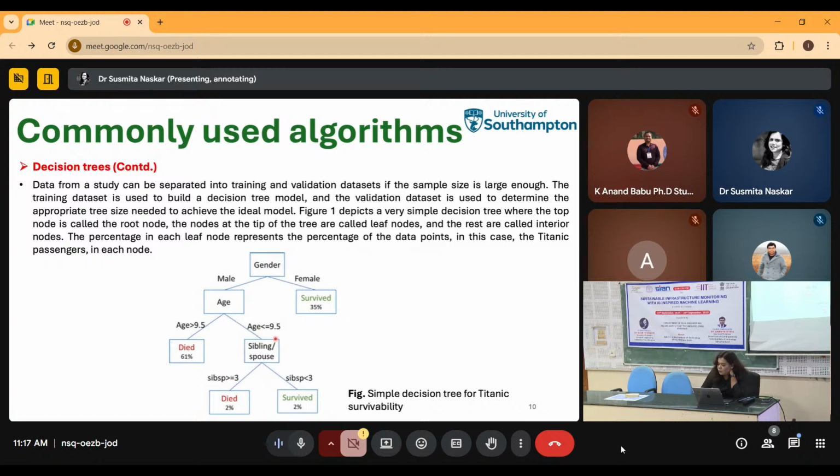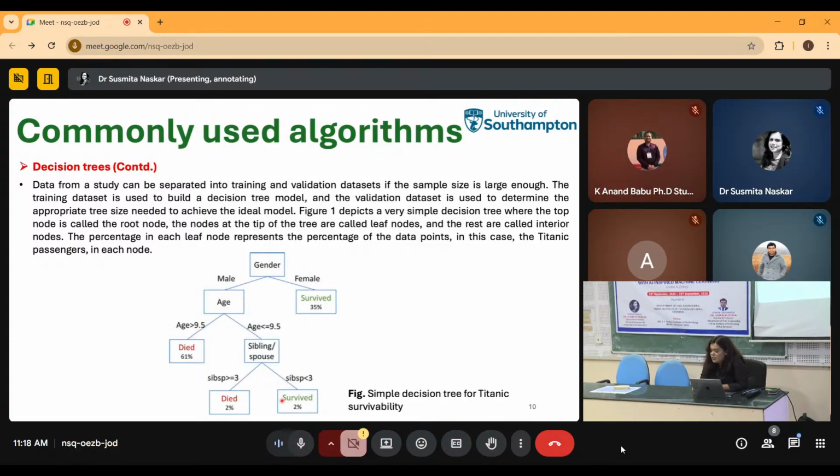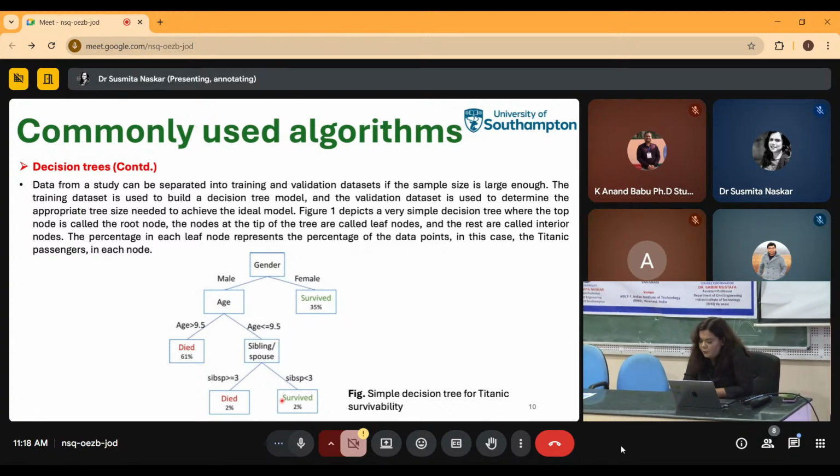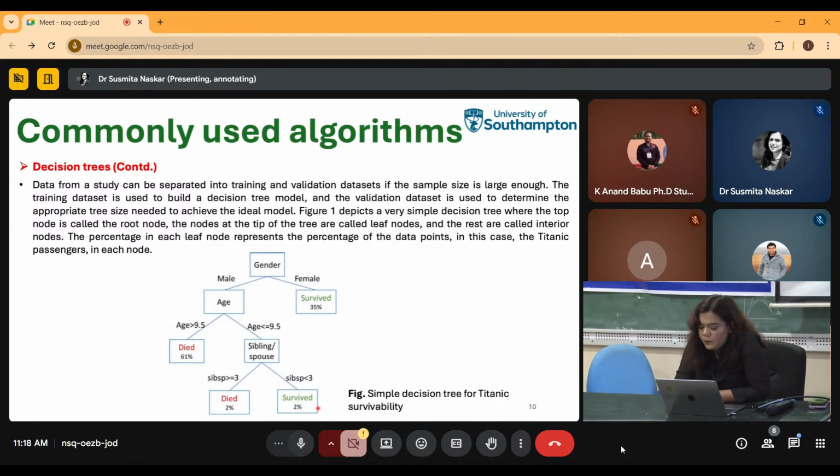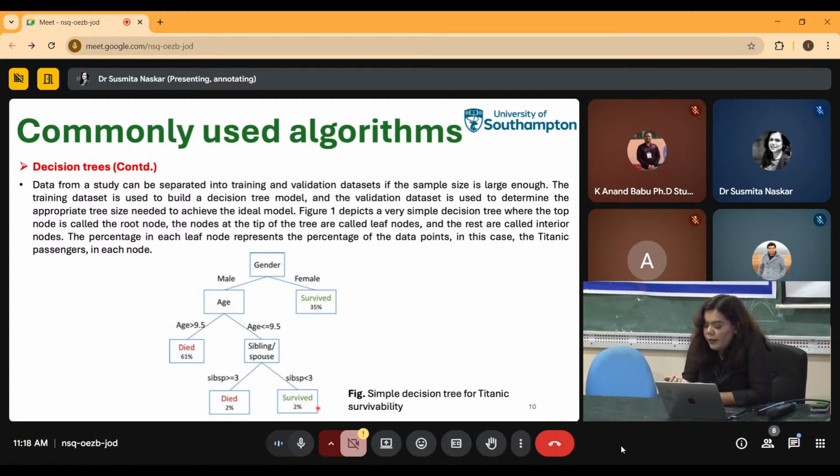For example, according to this model, you can see that 61% of male passengers over the age of 9.5 did not survive, right? Whereas 35% of the males survived. Sorry, females survived, right? So this example illustrates how decision trees classify data step by step, following rules at each node until we reach a final classification or final decision at the leaf, which is this one. It's a very simple yet powerful way to visualize and understand how the predictions are made.